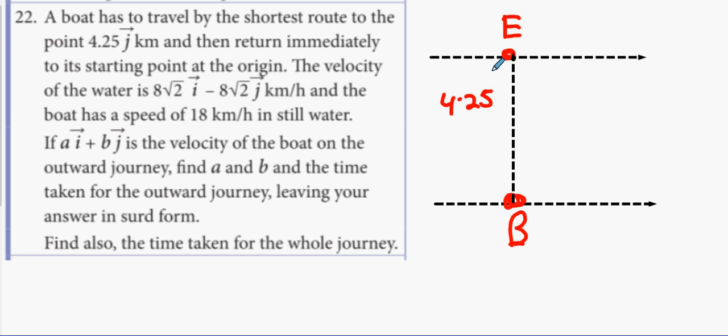The water, it's not a river, it's almost like an ocean current, so it's at a weird angle, okay? So the river is actually, or the sea, whatever you want to call it, the water is dragging it to the right and downwards, okay? So to the right and downwards like so. So this is going to be 8 root 2.